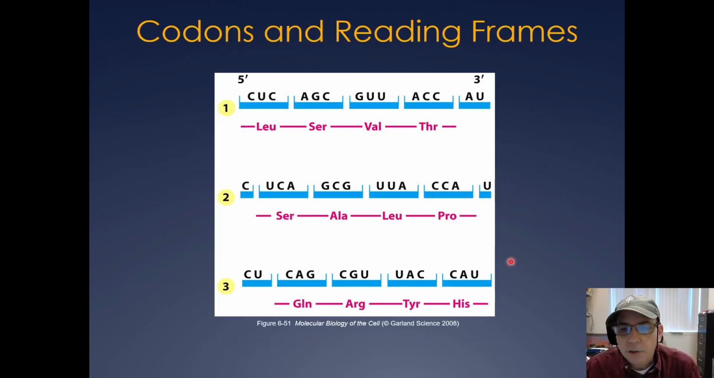Now, codons are read in a specific reading frame from 5' to 3'. Depending on the frame that's being read, that's going to change the amino acid sequence. So this is reading in frame 1. You're going to have leucine, serine, valine, and threonine. If you're in frame 2, that same exact messenger RNA sequence is going to be serine, alanine, leucine, and proline. And then if it's in the 3rd, glycine, arginine, tyrosine, and histidine.